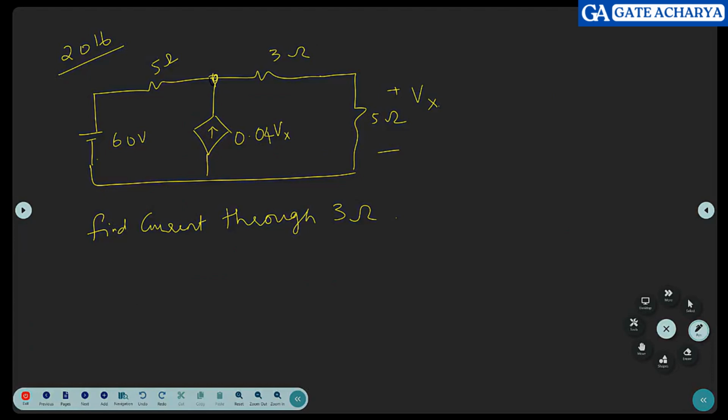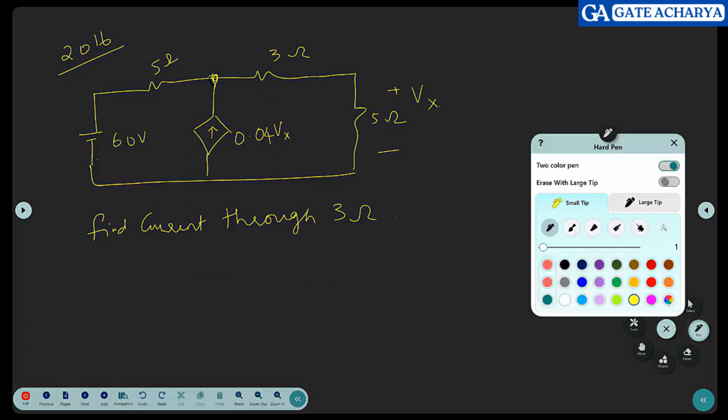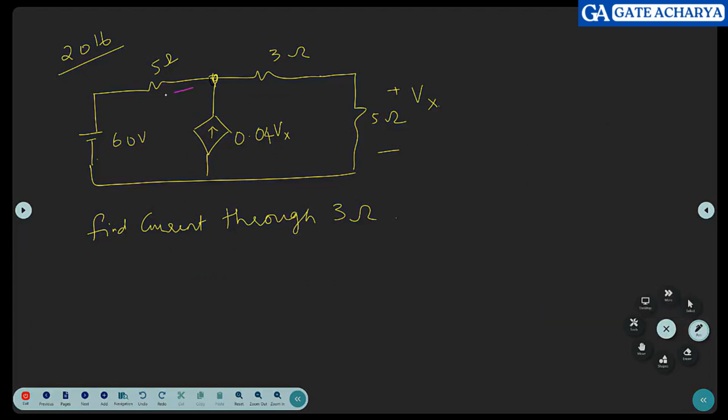So that's what we had a problem, right? What we are writing in KCL is current leaving the node. So V1 minus 60 divided by 5 plus V1 minus Vx divided by 3. And what is this one? Minus.